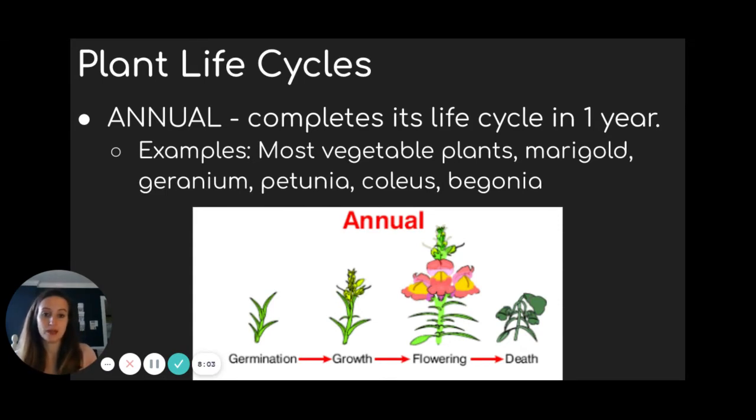So some examples of that would be most vegetable plants like tomato, squash, cucumber, watermelon, sunflowers, okra, collards, whatever you might put in your garden. And I did say most. There are going to be a couple of exceptions to that. Marigold, geranium, petunia, coleus, begonia, all of those are bedding plants or flowering plants that we're going to have in the greenhouse, and you're going to learn in this class through Plant ID. And they're pretty common plants, so I tried to give them to you because if you were to go to Lowe's in May, you would see all of these plants.